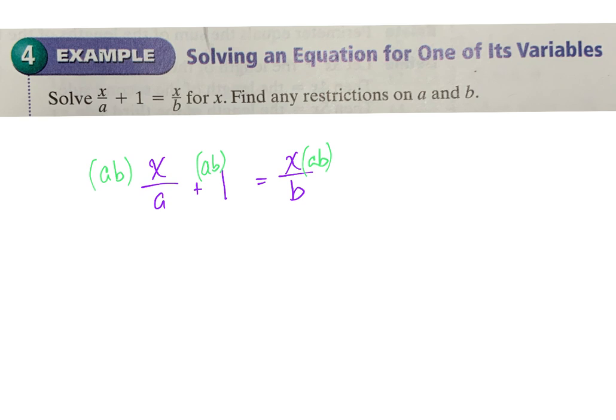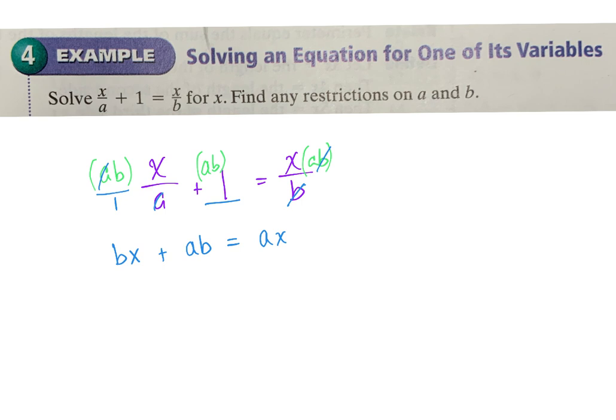How does this help me? Well, this gets rid of all of my denominators. So right here in the first one, I have AB times X over B. Well, my A's are going to cancel, and I'm left with just my B's. So I have B times X. I didn't need to get rid of a denominator here because I didn't have one. 1 times AB is just AB. And across the equal sign, I'm going to cancel out my B's. And I have just AX.